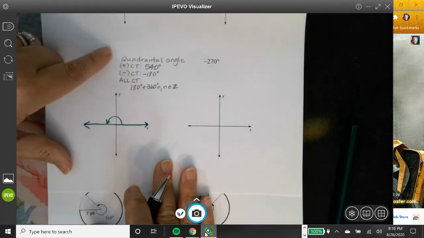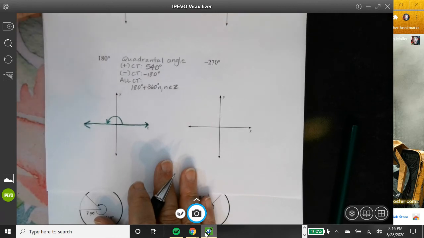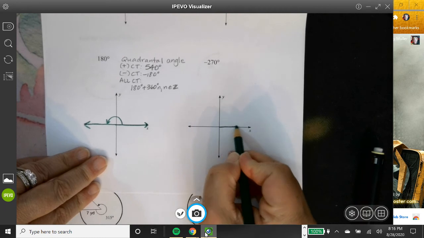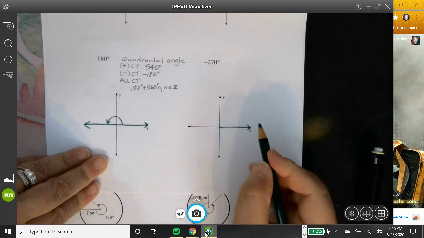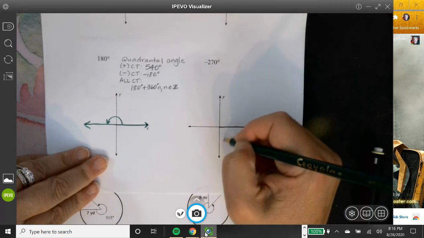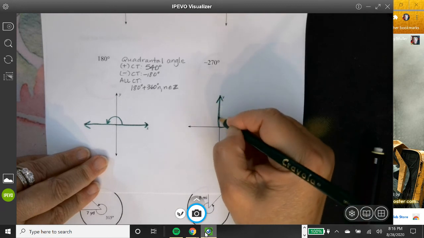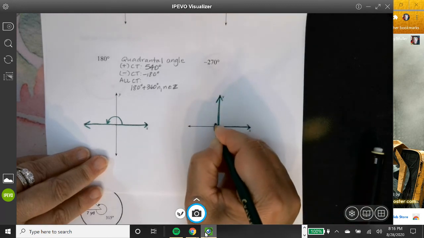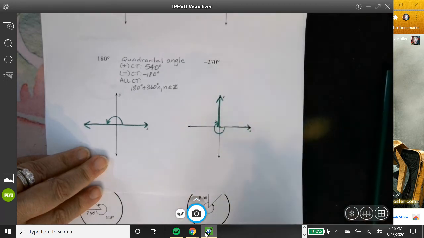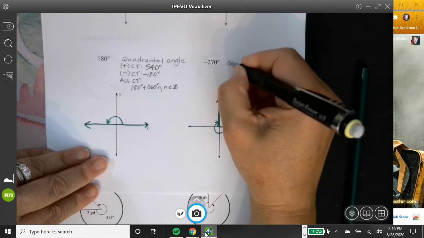All right, now that's a quadrantal, an angle without a quadrant, so we call them quadrantals. All right, negative 270 degrees. Also a quadrantal. Starting on my positive x-axis, I'm going to go negative 270, so I'm going to end up here. You get the point there. So we're going to start here and rotate this direction. My arrow looks a little bit weird. So this is also a quadrantal angle.